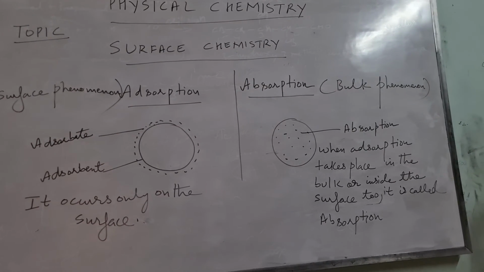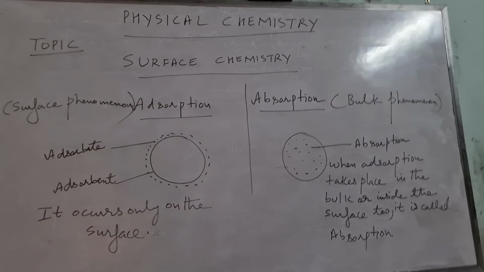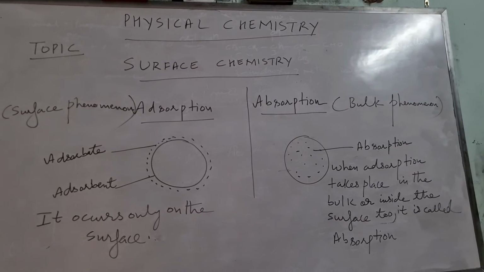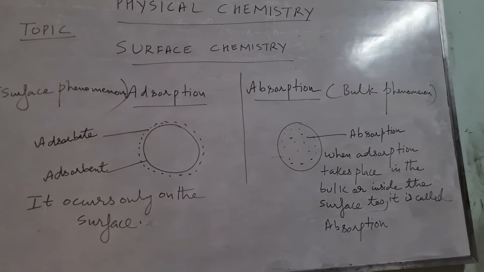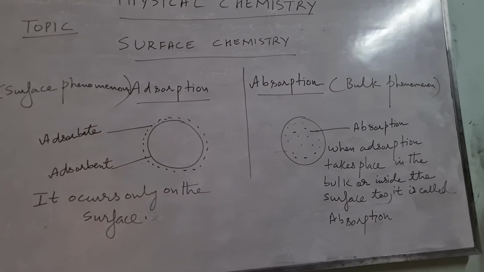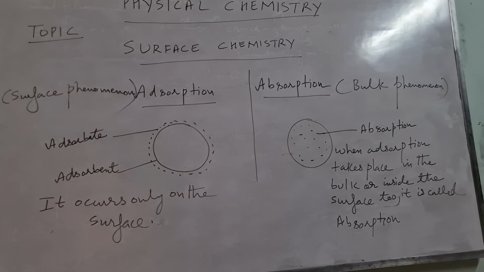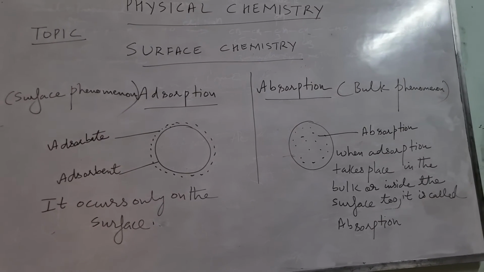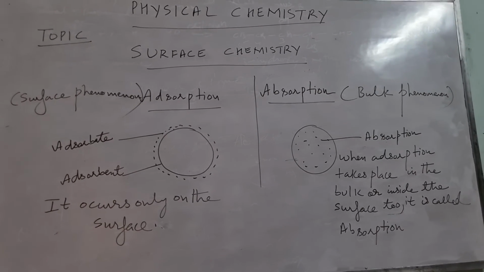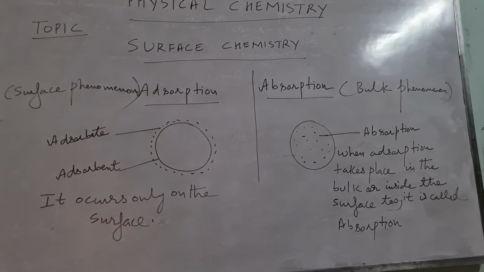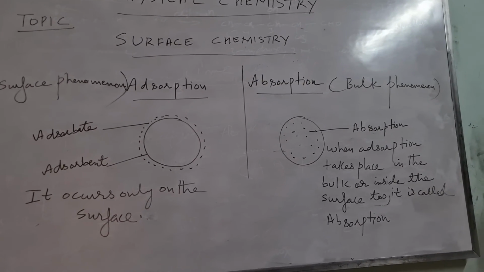So a small revision of what we did today. We started with absorption and adsorption. Absorption takes place inside as well as on the surface. Adsorption takes place on the surface only. The substance which is adsorbed on the surface is called adsorbate, and the substance on which adsorption takes place is called adsorbent. Adsorption is a surface phenomenon. Absorption is a bulk phenomenon. Please keep it in mind.